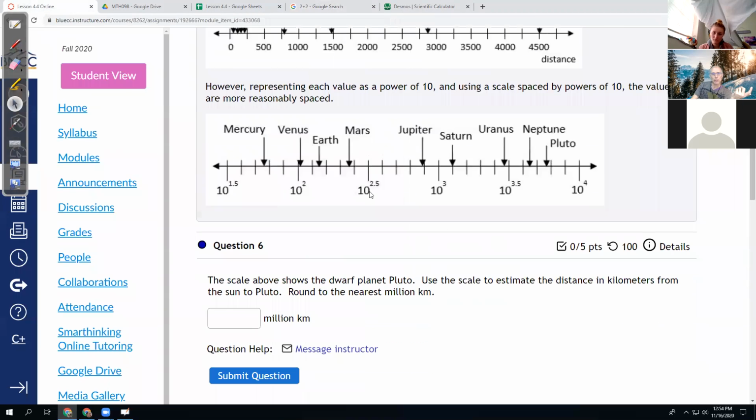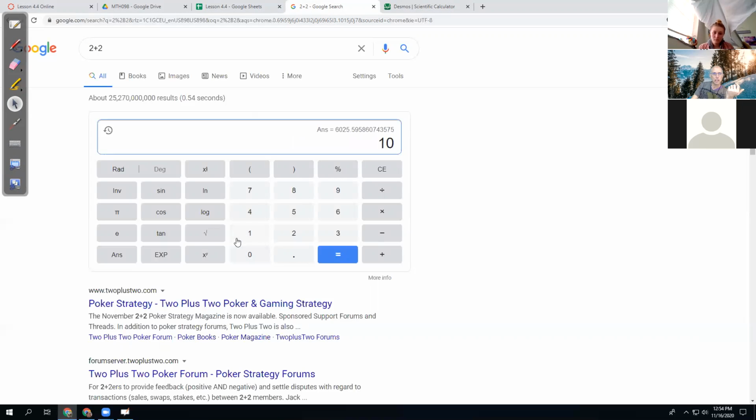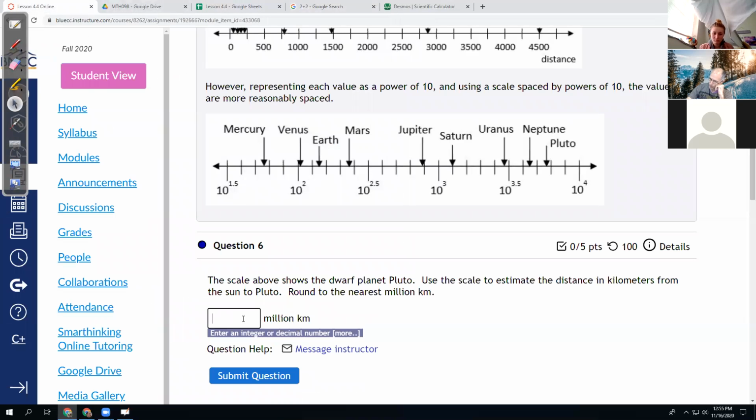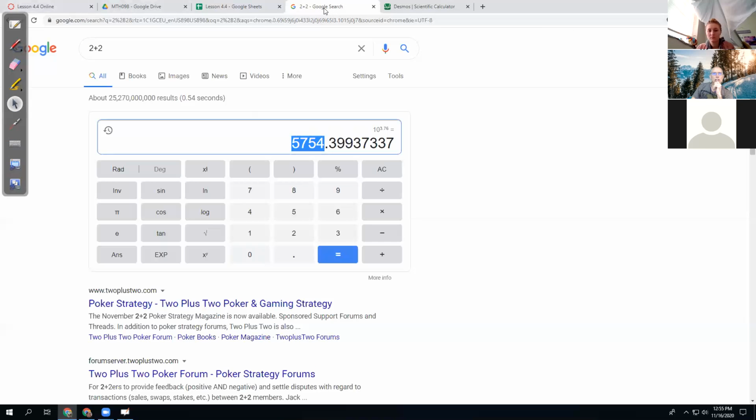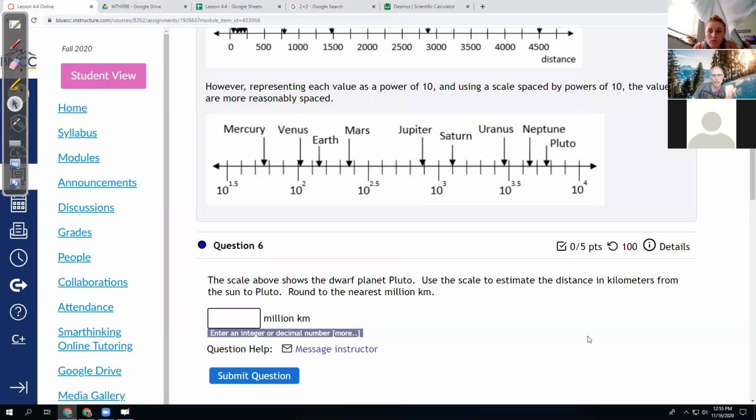So we have to make a decision about that. Round to the nearest million kilometer. So again, if I go with my version, which was 10 raised to the 3.76, these numbers are in millions of kilometers, I would say it's about 5,754 million kilometers. 5,754 was my guess. So you try your guess there, or go with mine.